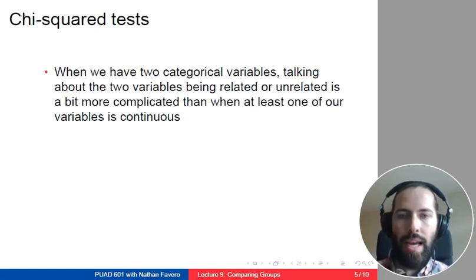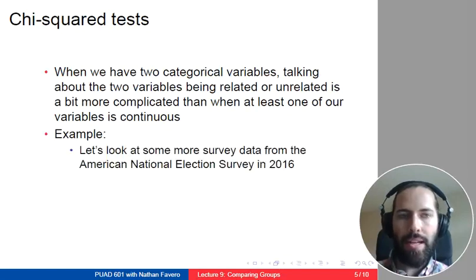So when we have categorical variables, doing an analysis or talking about what it means for two variables to be related or unrelated is a little bit more complicated than when we're dealing with at least one continuous variable. And so our null hypothesis and our alternative hypothesis are going to be harder to concisely state, for example. But we'll get to that in a moment. Let's focus on an example because I think this will help to make things clearer.